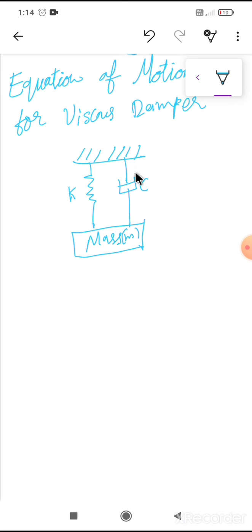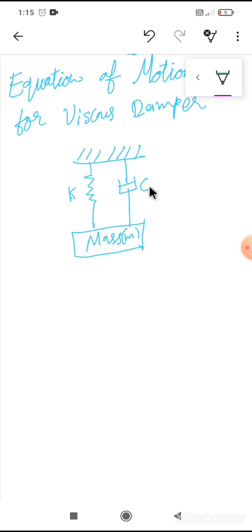Now these are three parts of the vibratory motion. So the equation which we will get will be similar to the RLC circuit, that is resistance, inductance, and capacitance circuit, where we have three components. Similarly, there are three components of the vibratory system, so we will get a similar kind of equation here.